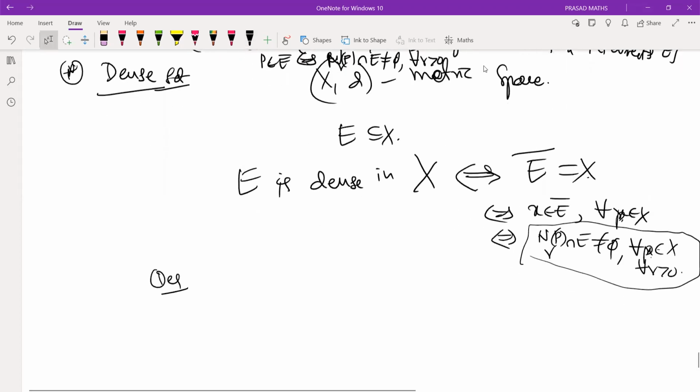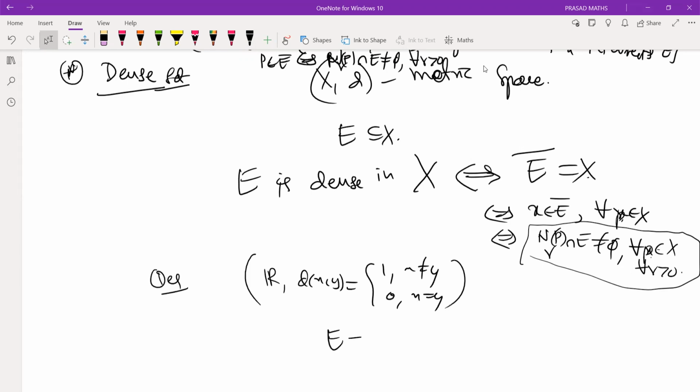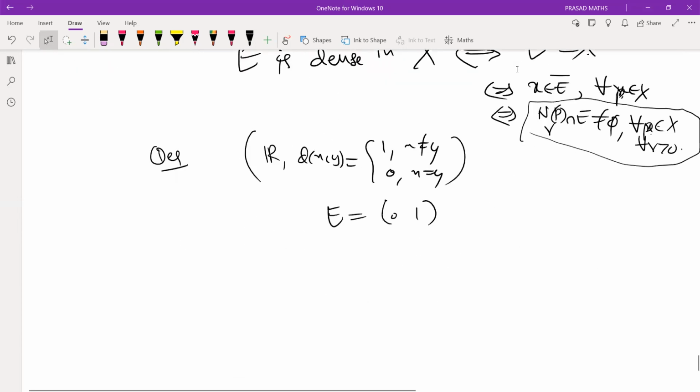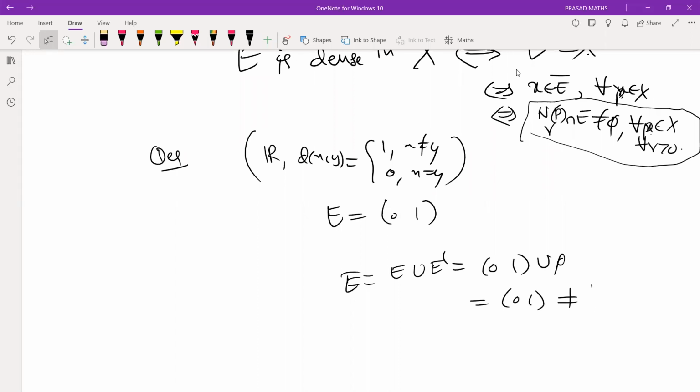Suppose you take this example. Take any set you started with. What is E closure? E closure is nothing but E union its derived set. What is E? Open (0,1). What is E prime? Empty, because we are working with the discrete metric space. So this is open (0,1). It cannot be the full space R. Therefore, E cannot be dense in R.